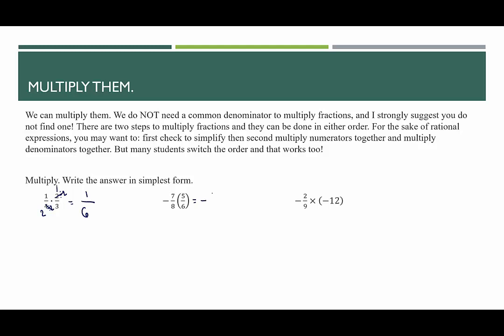7 times 5 is 35. And 8 times 6 is 48. Since we couldn't simplify when they were two different factors, we can't simplify now either.